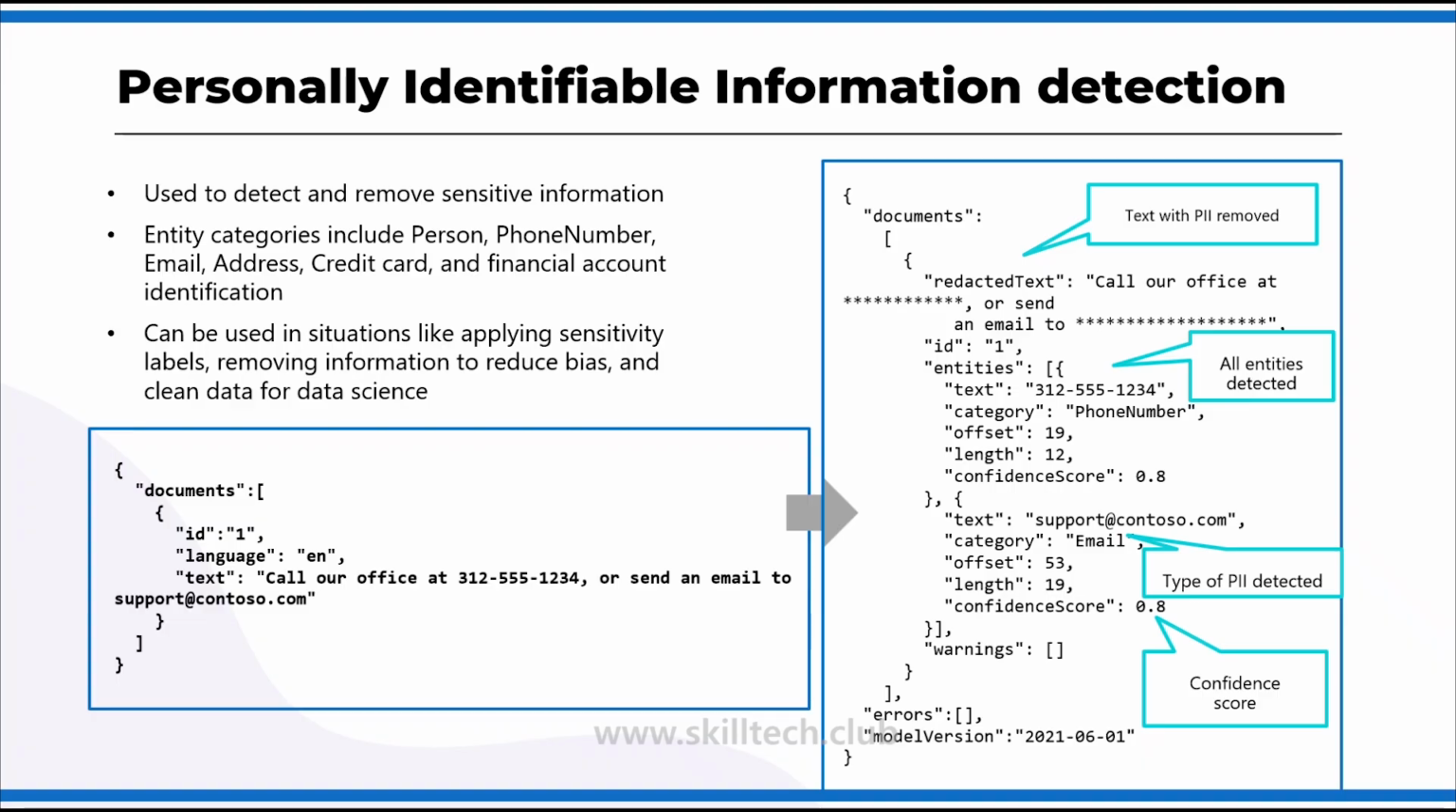Now we have an example here where the left side block, which is the input, is showing you text like "call our office at this number or send email to this particular email ID." When we provide this input, you can see the response on the right side showing the text which they have detected. In that, they have found two different things: the first one is a phone number, the second one is an email ID. They're also showing you the offset, the length, and the confidence score associated with each PII that is detected. We'll get to know more about this when we see it in the demo and labs.